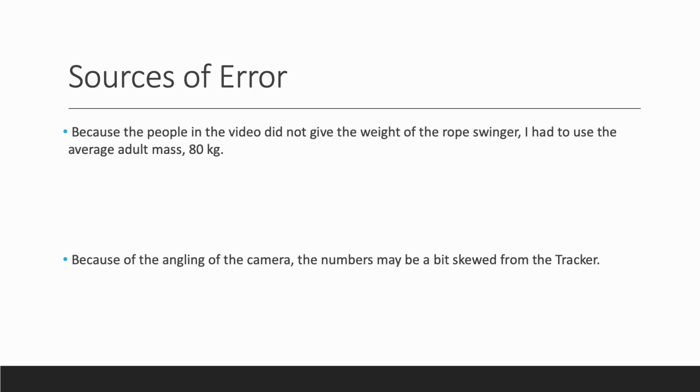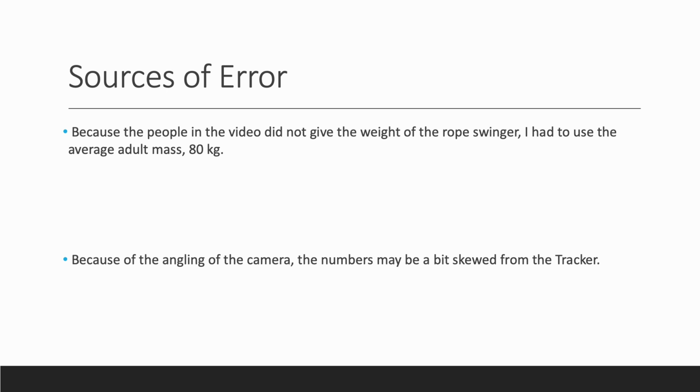However, there are many sources of error in this video for many reasons. In the actual video, it doesn't explain the person's mass, for example. I just used the average mass for the average adult in North America, which is 80 kilograms. And this is a pretty good estimate because they're probably not going to be that much different.